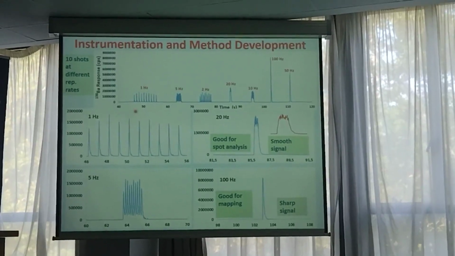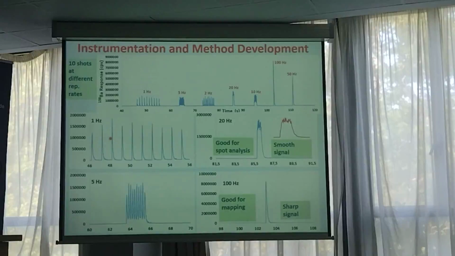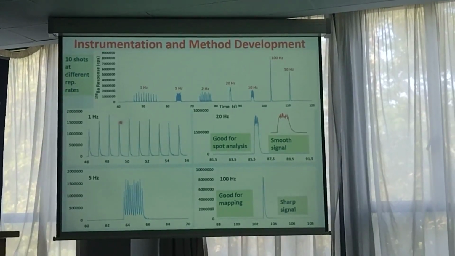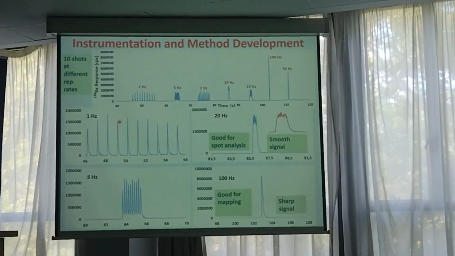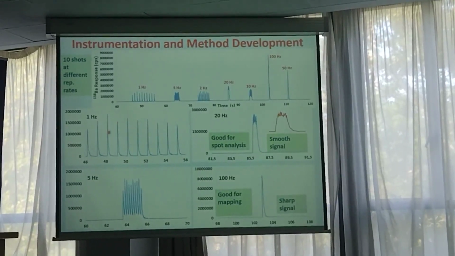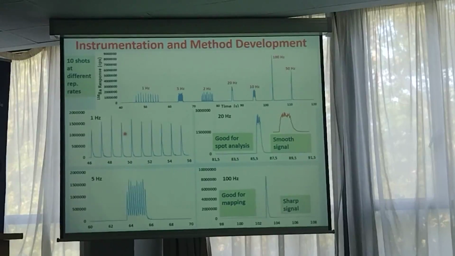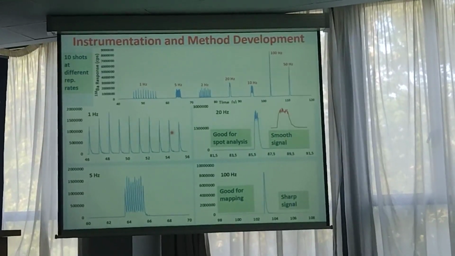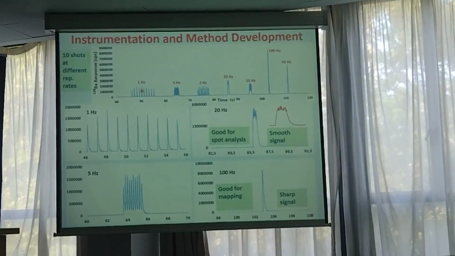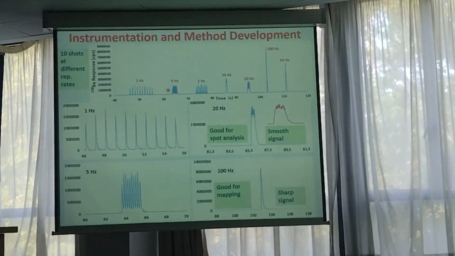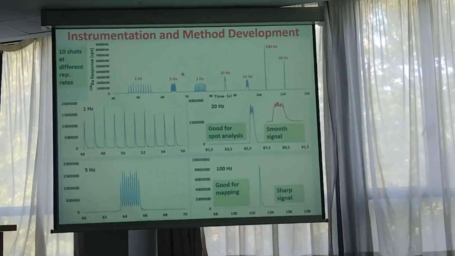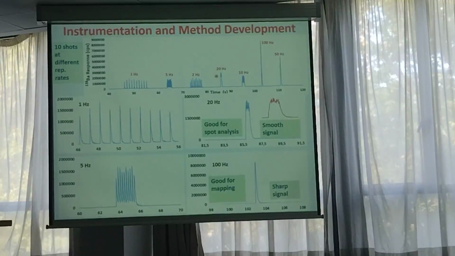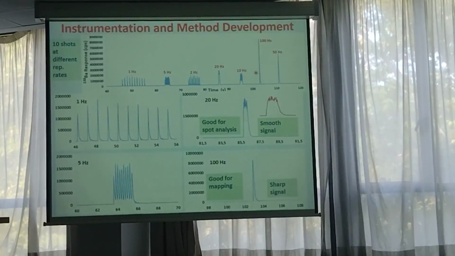I said before that 300 milliseconds is the time for the material to come out of the chamber. So if we were to fire the laser at 1 hertz, 1 pulse every second, we would get these spikes, which is not very good for the analysis. So one of the things you can do is change the frequency of the laser, how fast you are running, how many pulses per second.